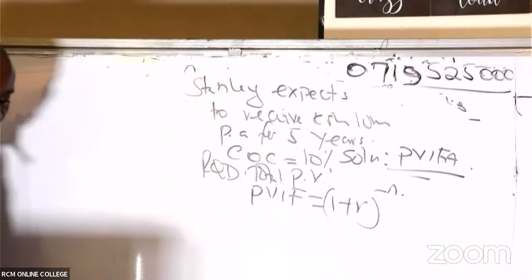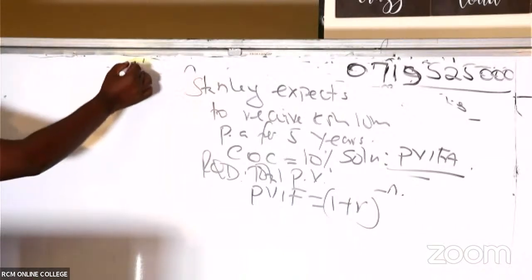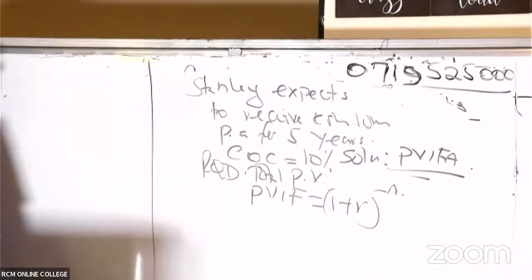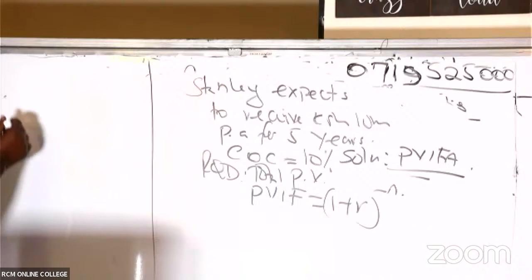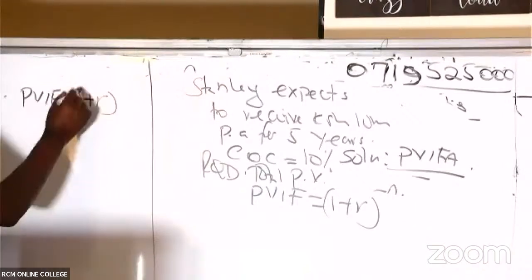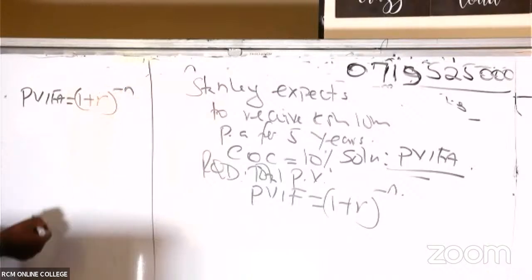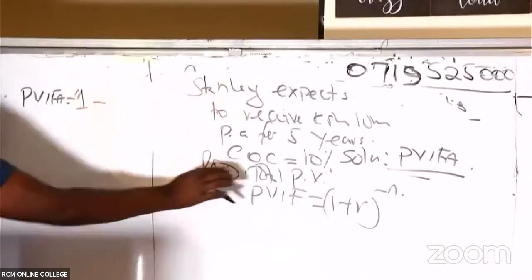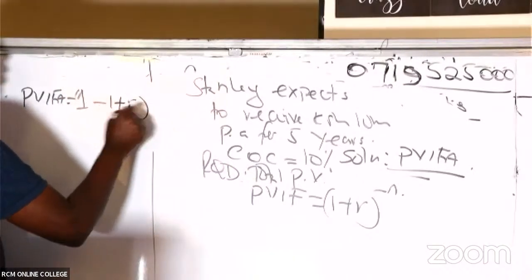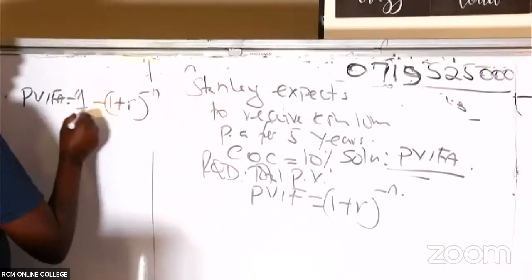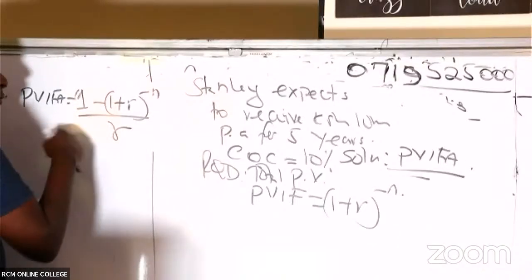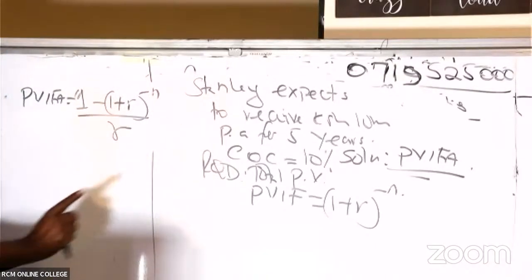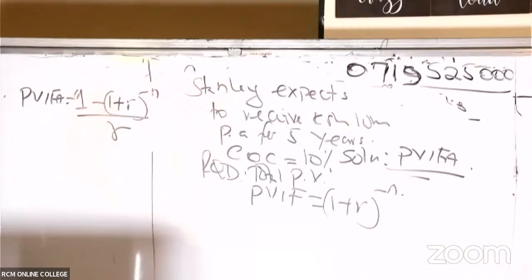Therefore, to get PVFA now is a walk in the park. PVFA will be 1 minus this simple formula, which is 1 plus R raised to negative N, and then everything divided by R.